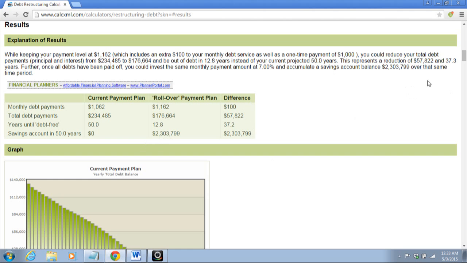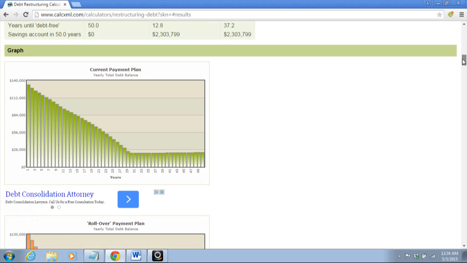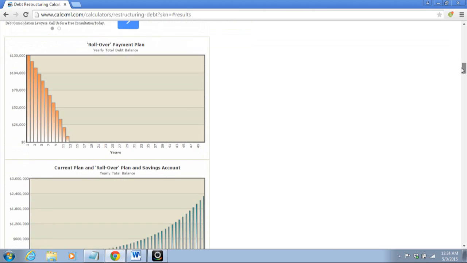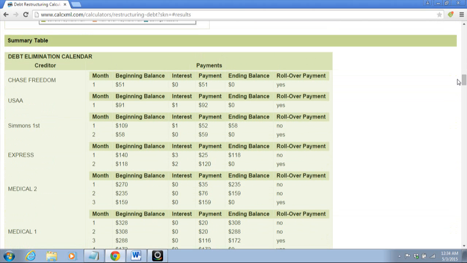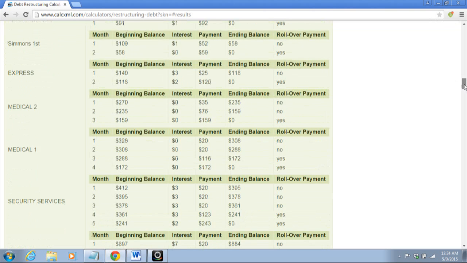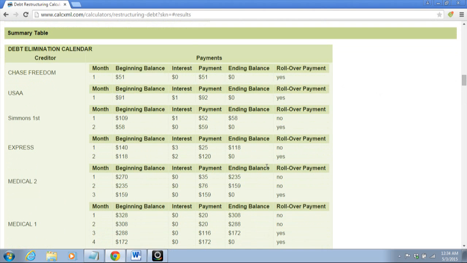This is the difference. And what I like about this, it actually breaks down charts for you, showing your current payment plan, rollover payment plan, and so forth. It also gives you a little pay plan here. And what you can do is print this off. So you print it off, and each time that you make a payment, you highlight it. So it's good to see your progress. Highlight it with a highlighter.